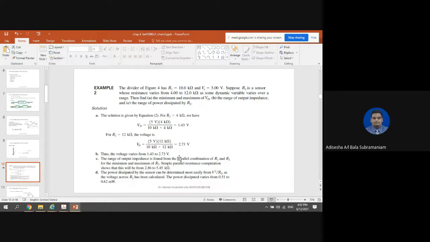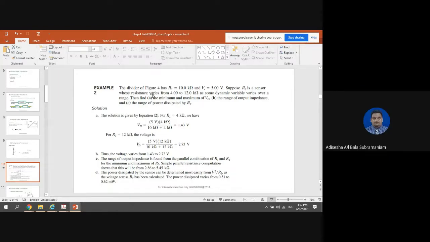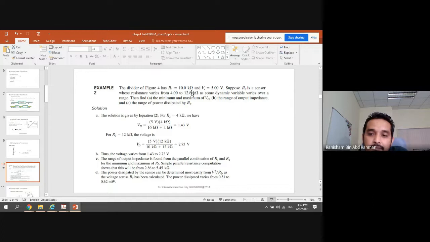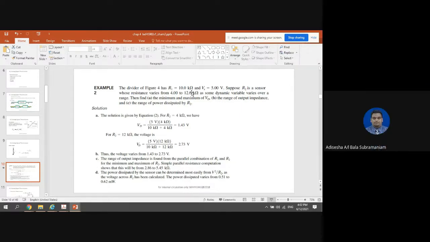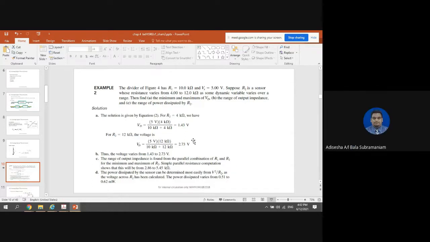It depends on the resistance. Okay, depends on resistance. That's right. But here, it is clearly mentioned that R2 is a sensor whose resistance varies from 4 to 12, and the sensor has a maximum resistance of 12. So how can we reach 3 here? Even that way, I think it's not possible to reach 3. That's right, that is not possible.